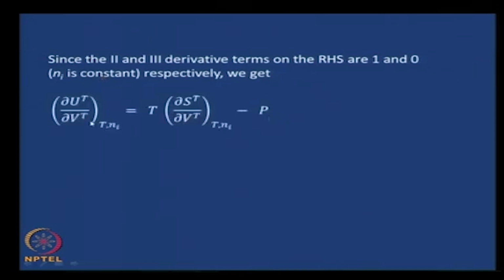Therefore, what remains of that equation is ∂Ut/∂Vt at constant T, ni, this was the initial left hand side, the first term remains, equals T ∂St/∂Vt at constant T, ni, and since this has gone to 1, whatever accompanied P here, we just have P remaining, minus P. So ∂Ut/∂Vt at constant T, ni equals T ∂St/∂Vt at constant T, ni minus P.